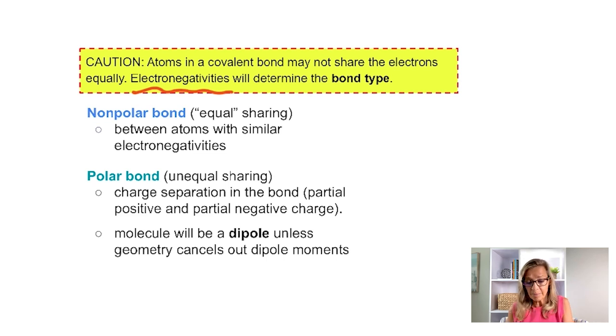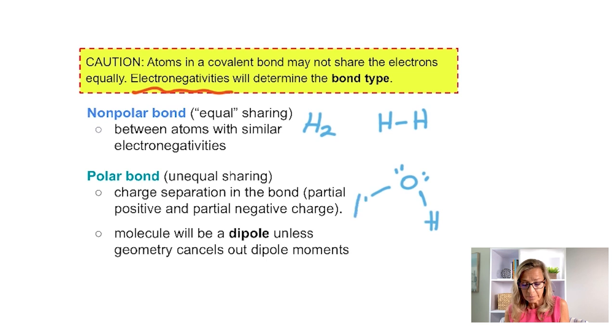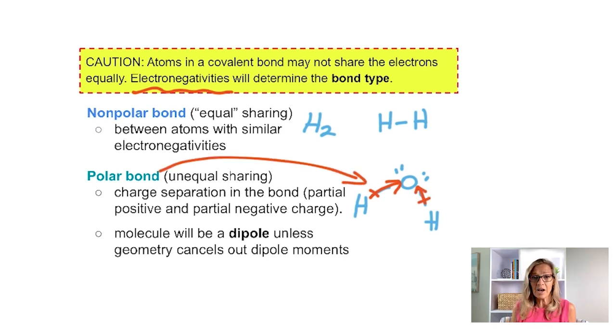So if we had, say, a hydrogen molecule, well, that's hydrogen sharing with hydrogen, and they have exactly the same electronegativity, and so they will do equal sharing. But if we have hydrogen bonded to oxygen, such as in a water molecule, they are not going to share equally because oxygen is way more electronegative. And what's going to happen is it's going to pull electrons in that bond physically toward the oxygen in that molecule. And it will do the same thing really on the other side of the molecule. And this is what we call a polar bond. That's the polar bond, unequal sharing.